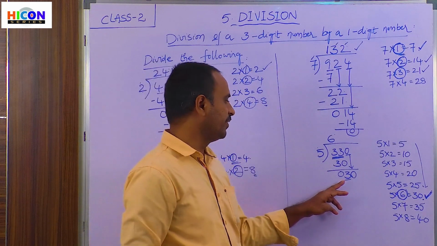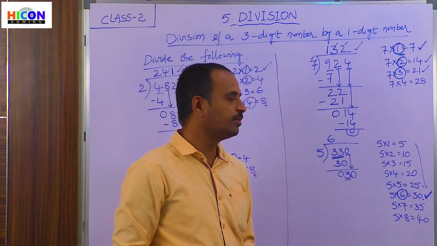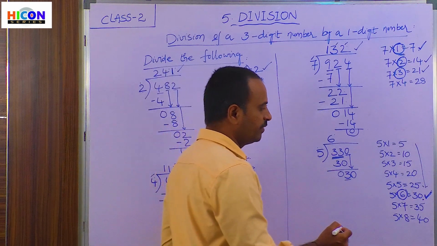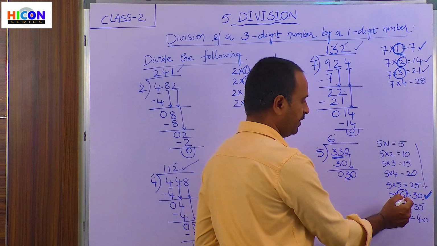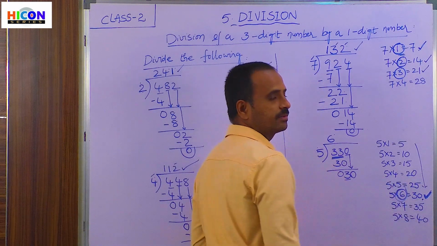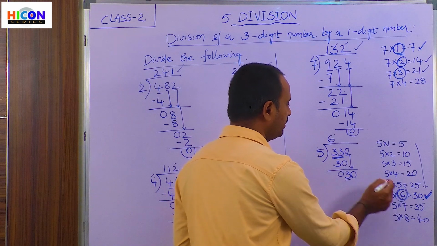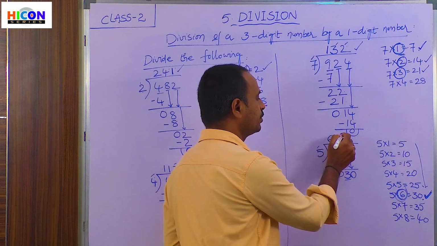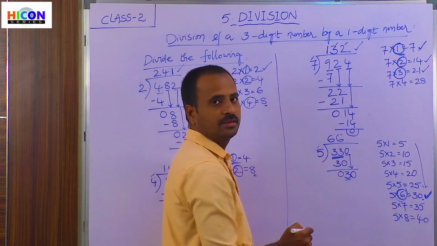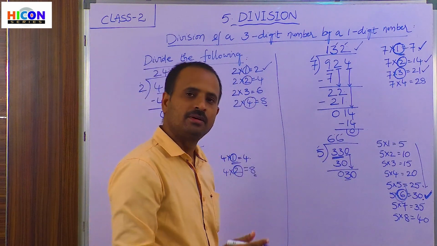Now let us find when the number 30 comes in the fifth table. Observe the fifth table. When does the number 30 come? The number 30 comes when we take 6 times. So write the 6 in the quotient beside the 6, and again multiply these two numbers, 5 and 6. That is 5 6s are 30.